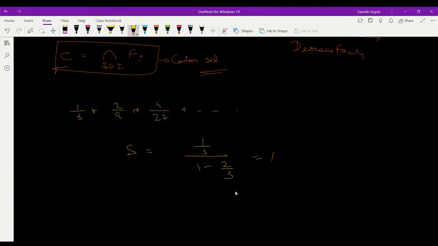And what was the length, or rather, what was the measure of the set itself? The measure of the complete set was 1. So ultimately, we had measure one, and we dropped measure one. So what are we left with? 0. The measure of the Cantor set is 0.